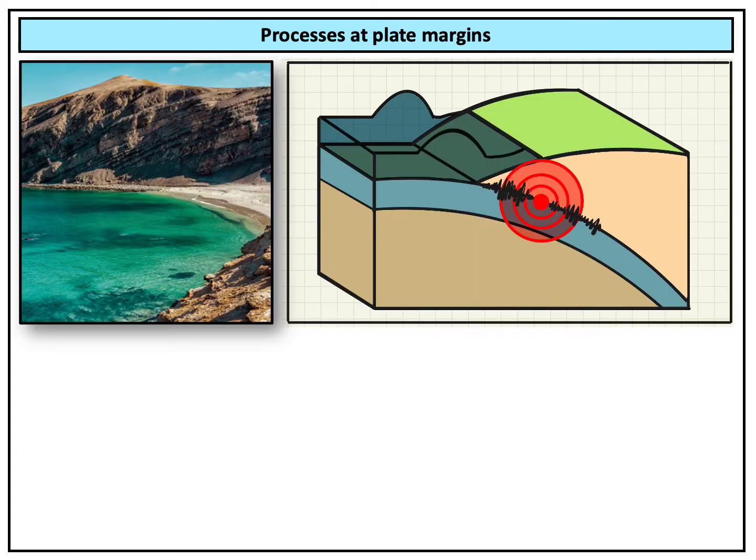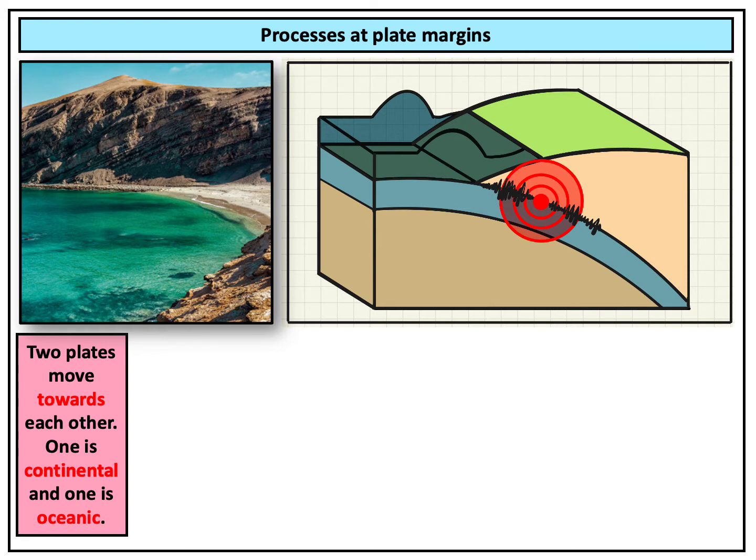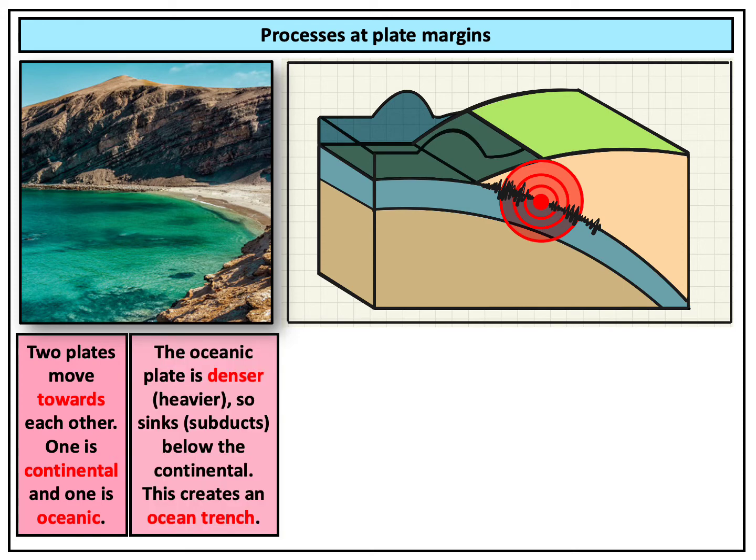The next one we've got is also a destructive plate boundary, but this is a subduction one. So two plates move towards each other, one is continental and one is oceanic. Now this is a key point here, that the plates are different types. And that's important because the oceanic plate is denser, so it's heavier, so then it subducts, it sinks below the continental plate. And that then creates an ocean trench where those two plates are meeting and the activity is going on. You get a deep ocean trench.